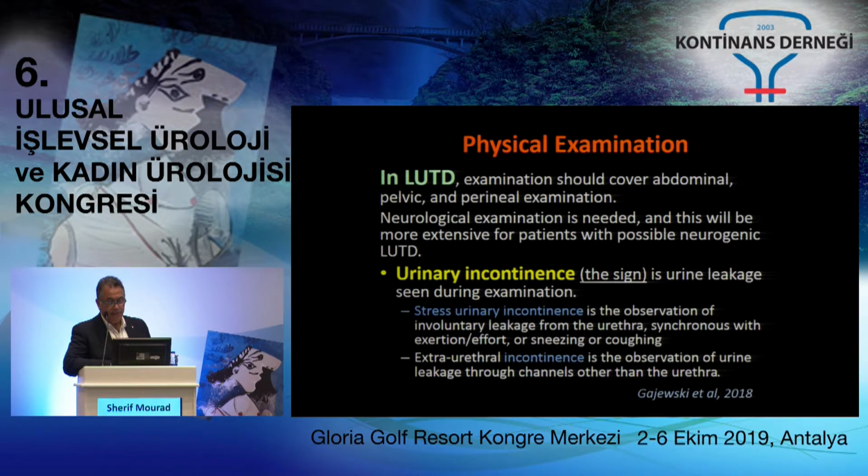The physical examination should cover abdominal, pelvic, and perineal examination. Also, neurological examination is needed and will be more extensive for patients with possible neurological dysfunction. For the signs of urinary incontinence, this is the urine leakage during examination, and you can have these signs during stress urinary incontinence examination, or if there is extra-urethral incontinence, and this is the observation of urine leakage through channels other than the urethra.